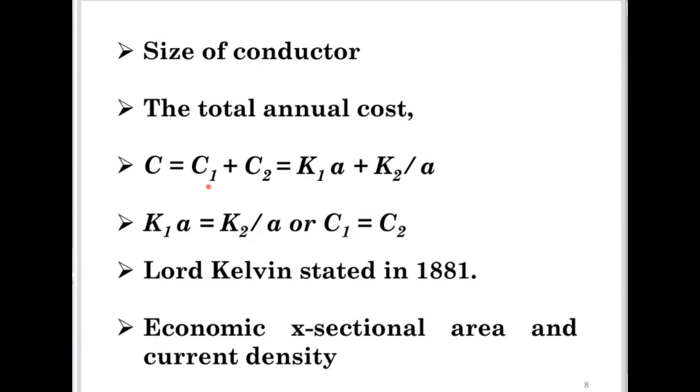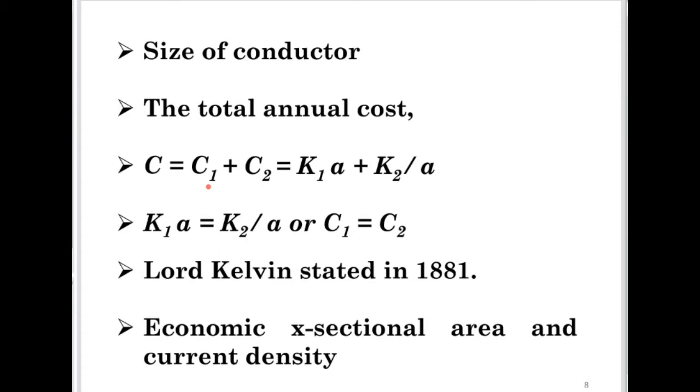So that is C1, the fixed or standing charge, which is directly proportional to C1, and that is represented as K1 times A. Now for the other charge, the running charge, which is related to the power loss. We don't consider the power loss. What we consider is the energy loss, because we pay in terms of energy. If you remember, on day one we discussed how we pay our electricity bill. It's in kilowatt hour, so that's the energy.